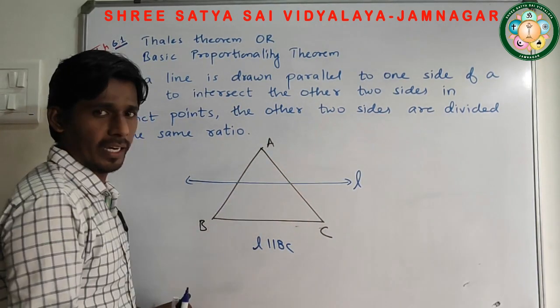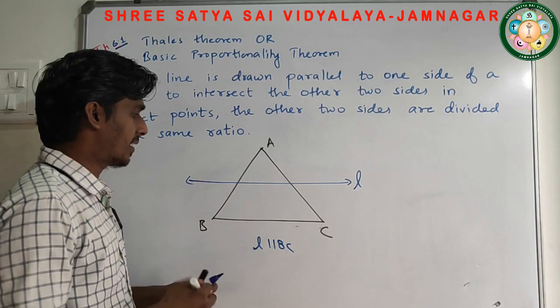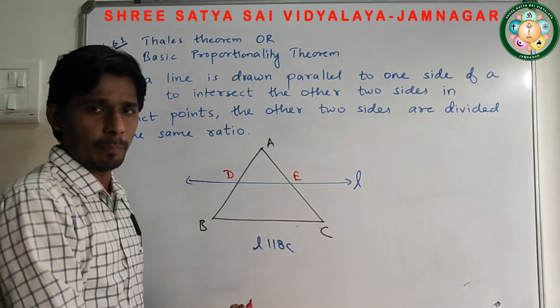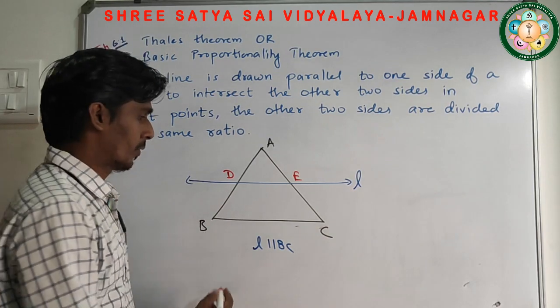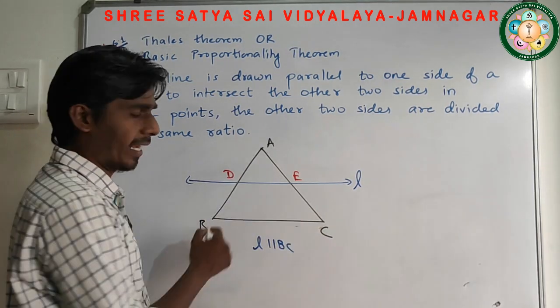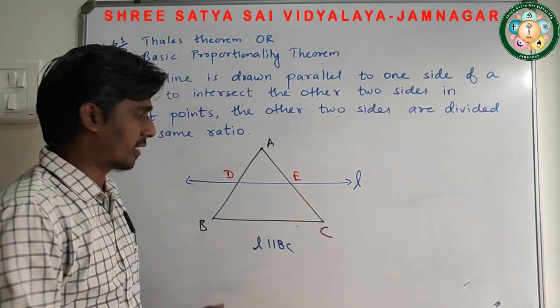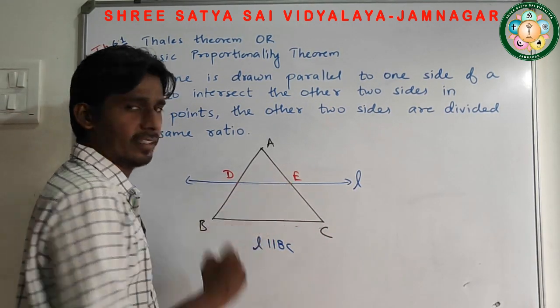It is intersecting two sides at two points. Let's take those points as D and E. These points are distinct points. Distinct means different points. So again I am repeating, for a triangle ABC, we draw a line L parallel to BC, intersecting at two points D and E.